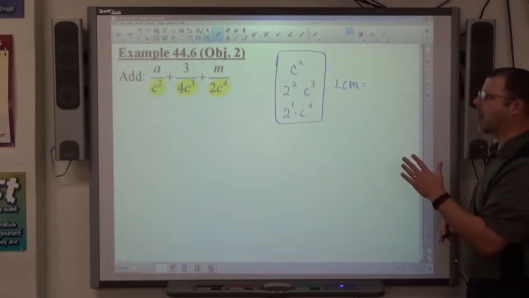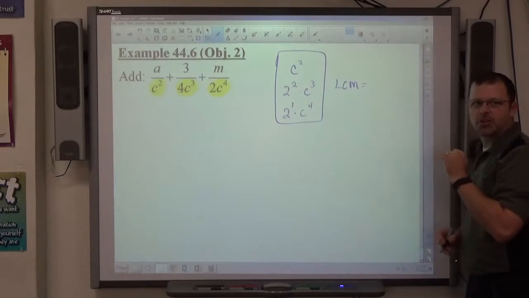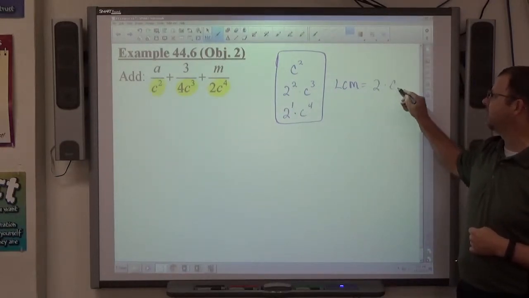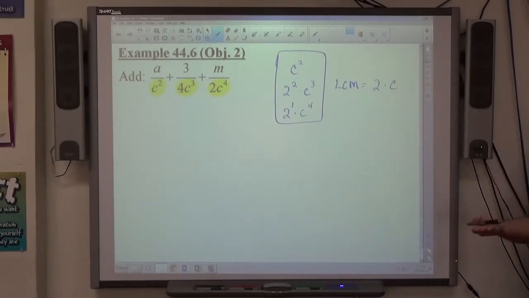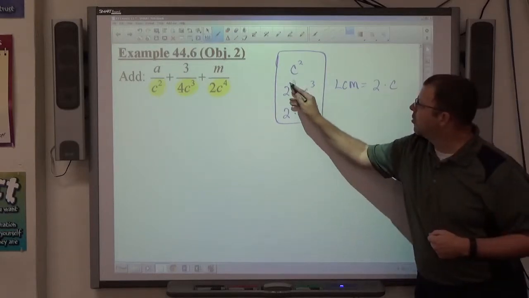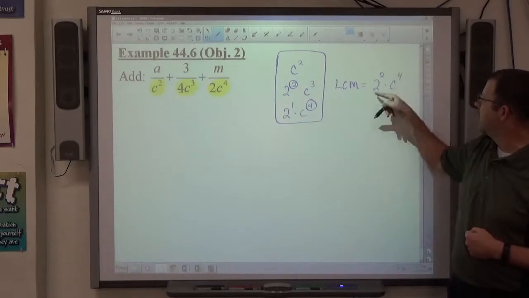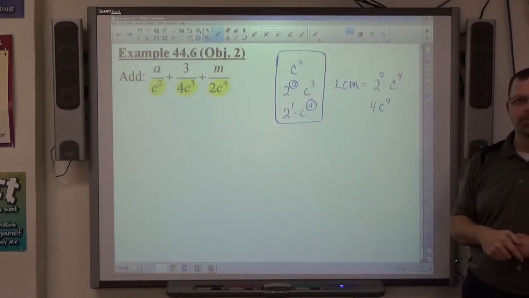So, looking at the prime power factorizations, again, each of these bases represents a prime number structure. The only things that happen in any of those is 2's and c's, right? So again, even though 2 happened twice and c happened 3 times, I write down 2, I write down c, because that's what happened. The highest power of 2 is 2, so 2 squared. The highest power of c is 4, so c to the fourth. Multiply it out, I get 4c to the fourth as the least common denominator of those fractions.